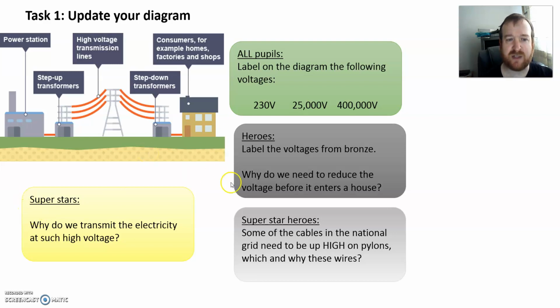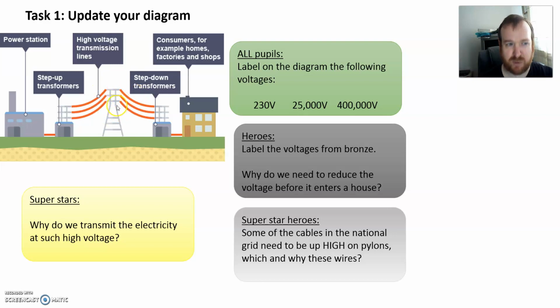You want to maybe have a little sentence talking about why we transmit it at high voltage, thinking about energy efficiency, thinking about less energy lost as heat. Low current, low power loss to heating. You want to label or have a little sentence describing why it's better to have a low voltage, 230 volts going into our homes. Why would we have 230 volts going into our homes? Why don't we just keep it at really high voltage?